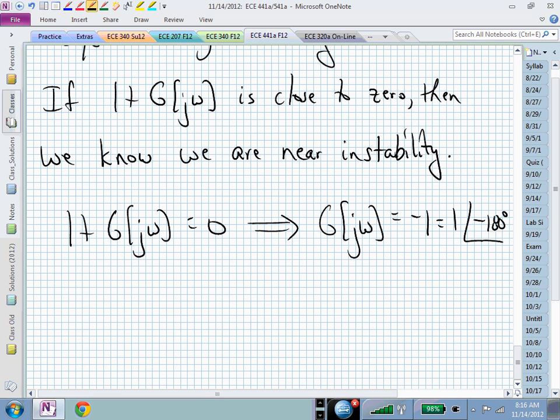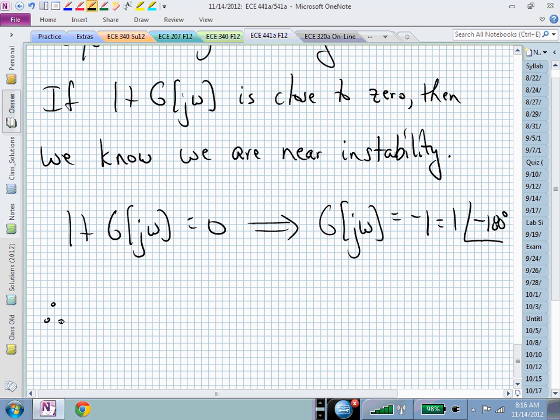And we can now have these two plots. We have the magnitude plot and we have the phase plot. And we are interested in when those are aligned in such a way that g of j omega is close to simultaneously having a magnitude of 1 and a phase of minus 180. That's where we're going to end up with this instability issue, or this stability issue.